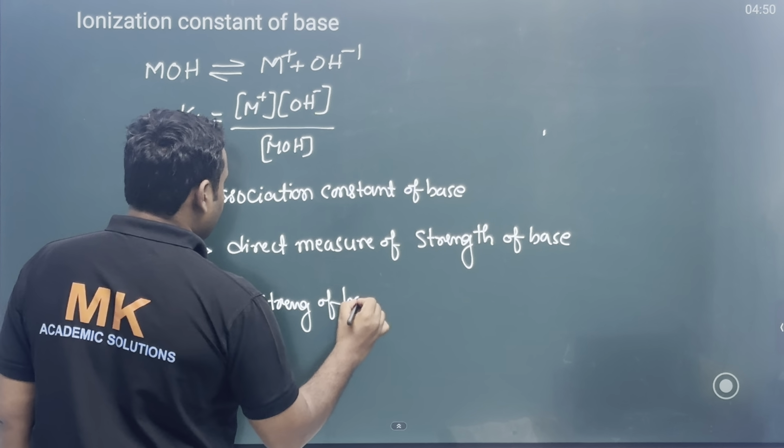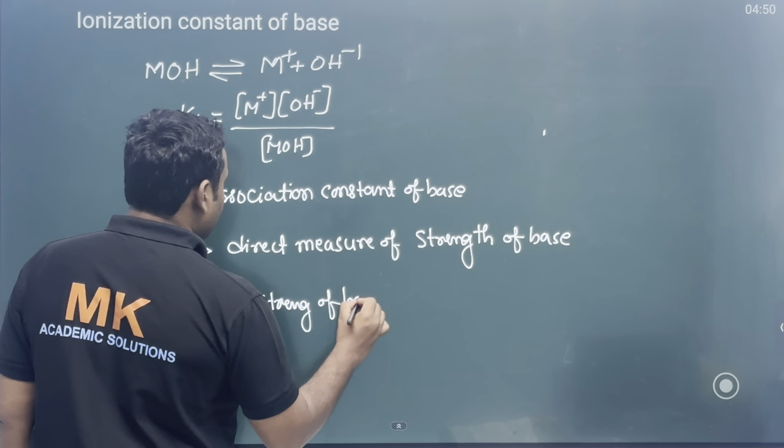The degree of dissociation alpha is equal to the number of particles or molecules dissociated divided by the total number of particles. That is called alpha, the degree of dissociation.